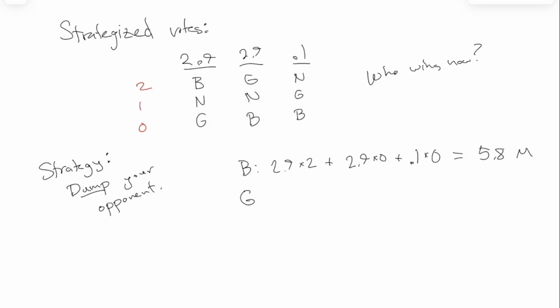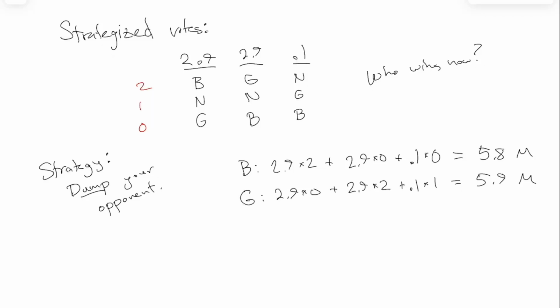What about Gore? Gore is on the bottom in the first column, so that's 2.9 times 0, plus in the middle, 2.9 times 2. And at the end, they actually do get a point, 0.1 times 1. This actually adds up to 5.9 million, which is more or less what I expect: Gore slightly ahead of Bush when you use Borda.